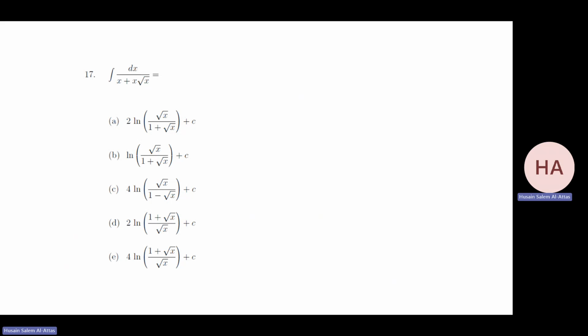I will let u be square root of x. That means u square equals x. I'll use this trick, so I have 2u du equal dx.